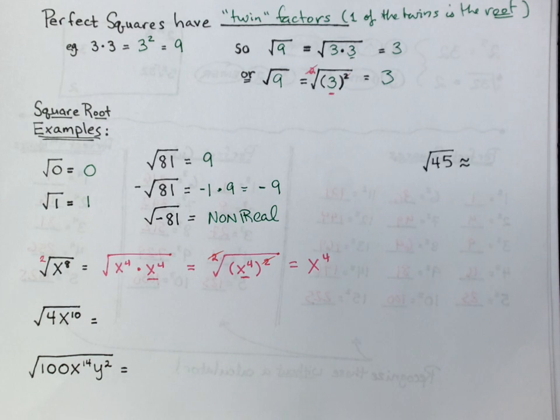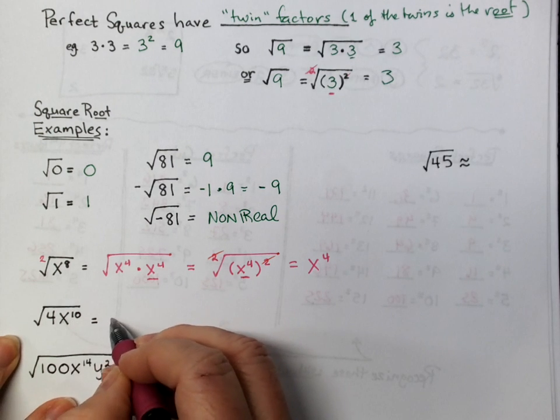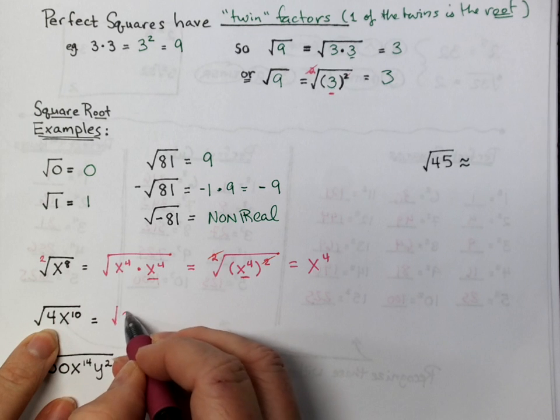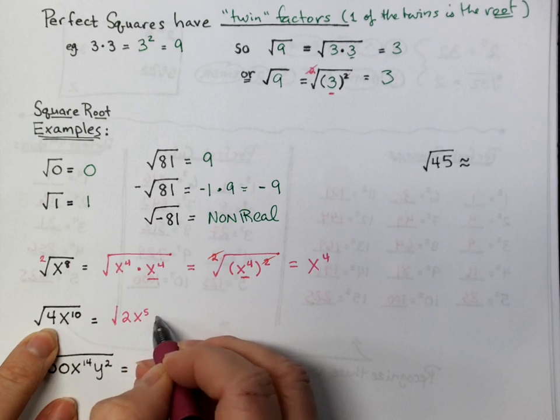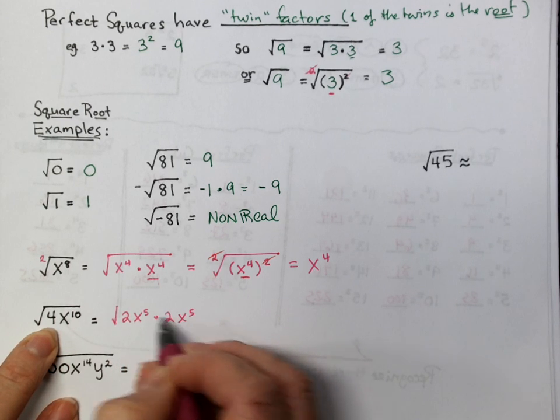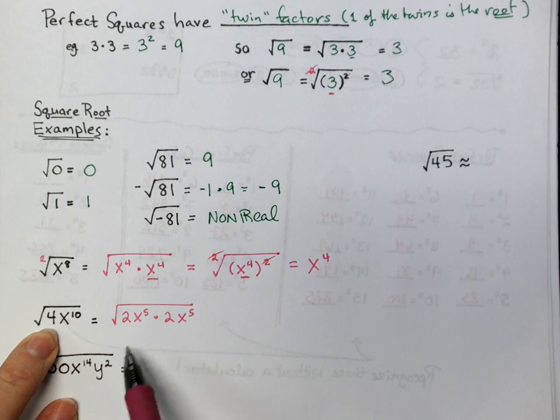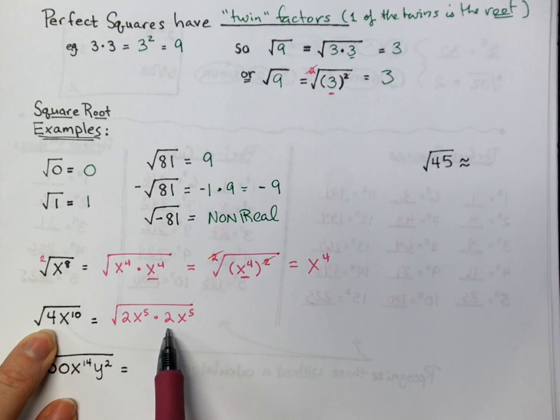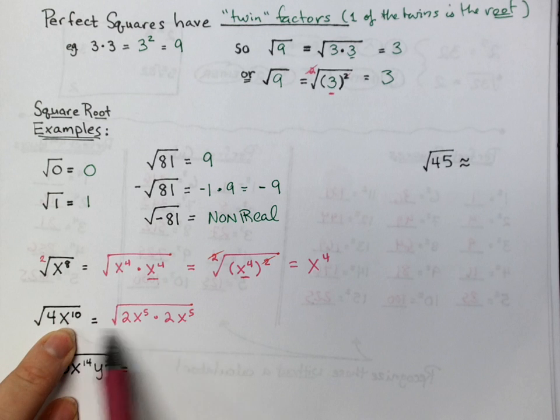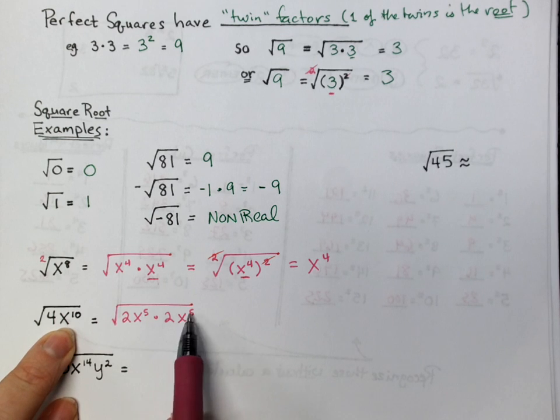Okay. Now here we have a number and a variable. Is that number a perfect square? Yes. Is x to the 10th a perfect square? Yes. If it's an even exponent, break it in 2. Okay. So we can either write this as 2x to the 5th times 2x to the 5th. Because that unsquared is 2. 2 times 2 is 4. And x to the 5th times x to the 5th is 5 plus 5 is 10.